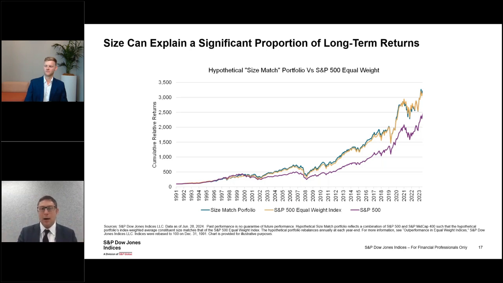Back tested it on average over the full period. We got about 80% in mid caps, 20% in large caps, and you can see here that the result is the blue line, and it looks quite similar to the yellow line. Point of which is to say, size can explain a lot.